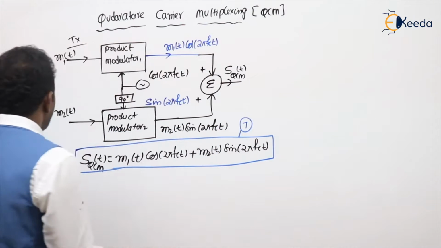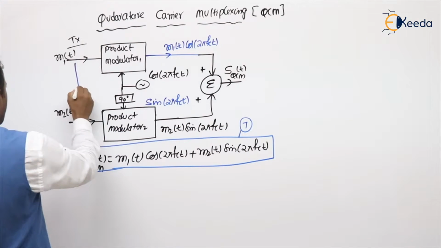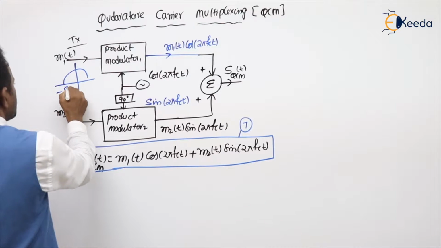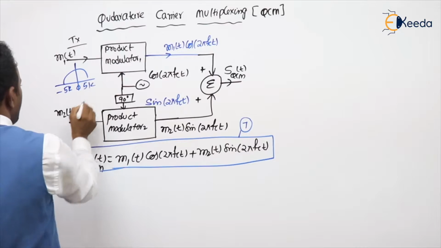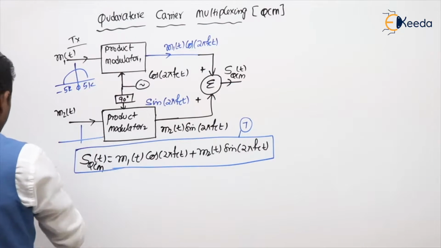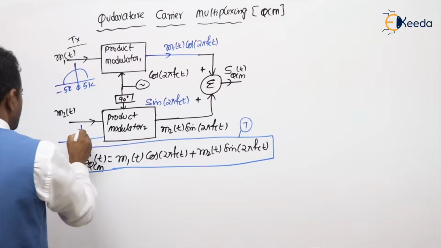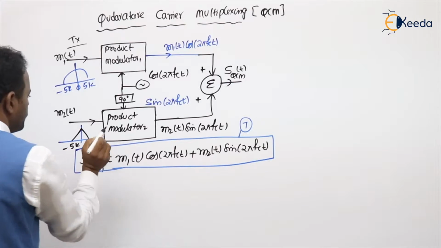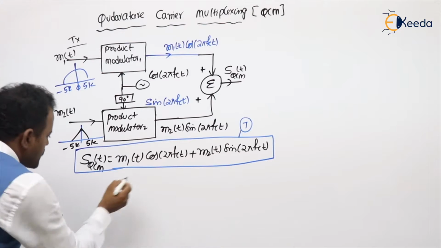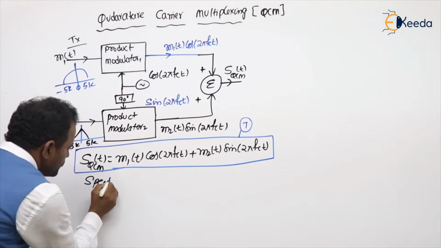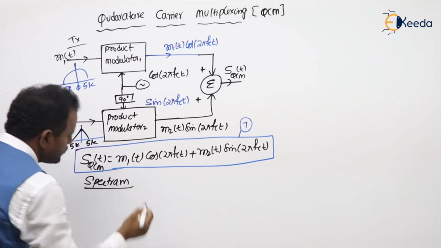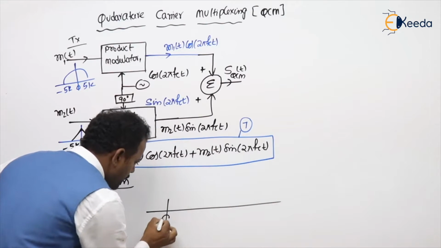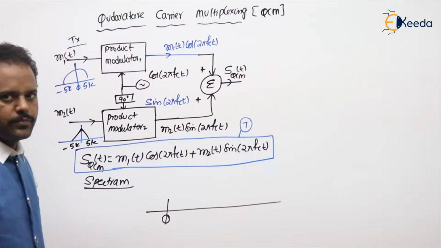So here, for your clarity of understanding, let's take M1 from minus 5k to plus 5k. M2 is also the same, but I am taking a different shape for your understanding. Let's draw the spectrum. I am writing only the positive side; of course, the same will also be on the negative side.